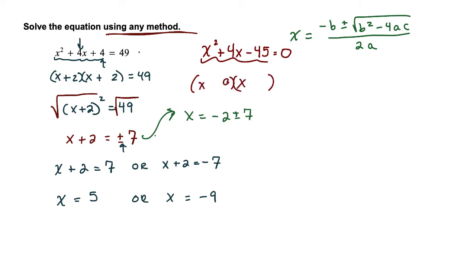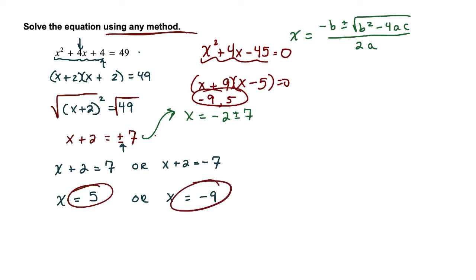X and x, 9 times 5 would give me 45 if I make this positive and negative. And there's my two answers, negative 9 and 5. So we get the same two answers if we set it equal to 0 and solve it. And then lastly, quickly, we'll do it in the quadratic formula to show it's going to work regardless.